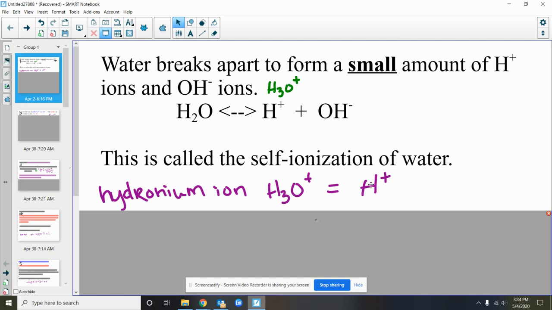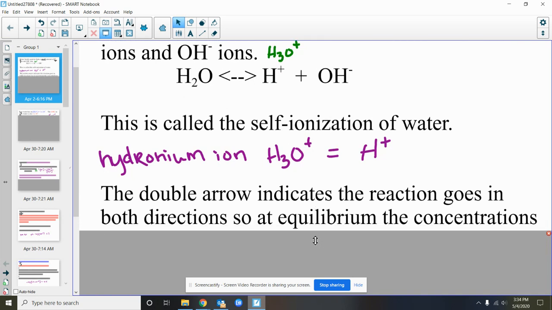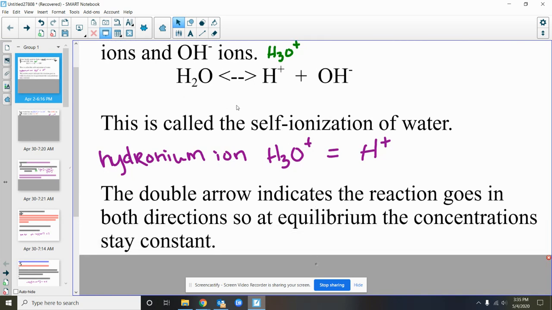Again, I've mentioned this before, and I'll mention it a couple times throughout this presentation, that H3O is the same thing as your hydrogen ion in water. And I already did mention that that double arrow means that the reaction can go in either direction. Once you have equilibrium, that means that the rate, both forward and backwards, is the same, and the concentration of your hydrogen and your hydroxide are going to stay constant at that point. So at equilibrium, everything is moving forward and back at the same rate.